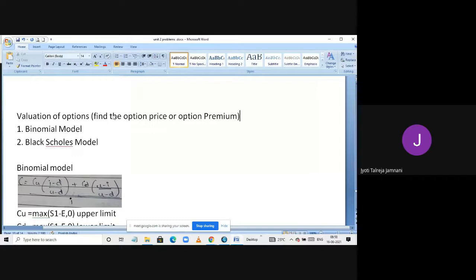So when we solve these sums, we will get to know how much premium a person should pay to the other person for getting the right. So if it is a call option, the right to buy, how much premium should be received by the other party if he has sold the option to the other person. So here we are finding out the amount of premium. Now to find the option premium, there are two methods: one is the binomial model and the other is the Black-Scholes model. Today we'll start with the binomial model.